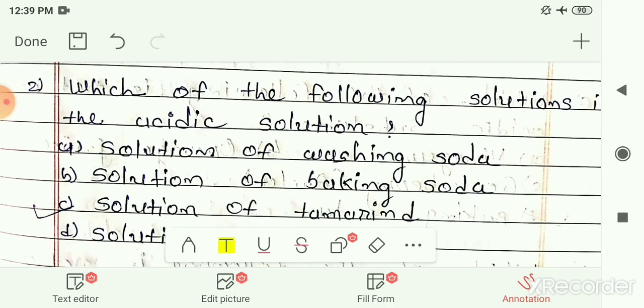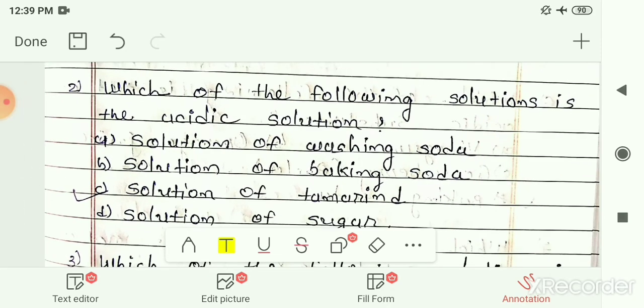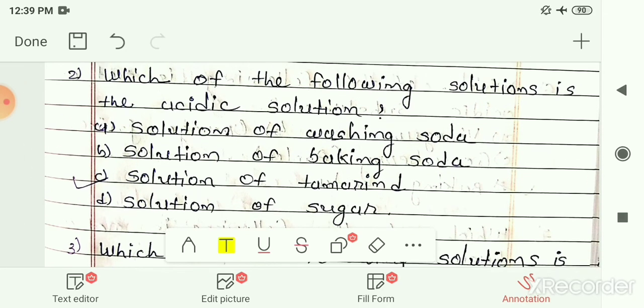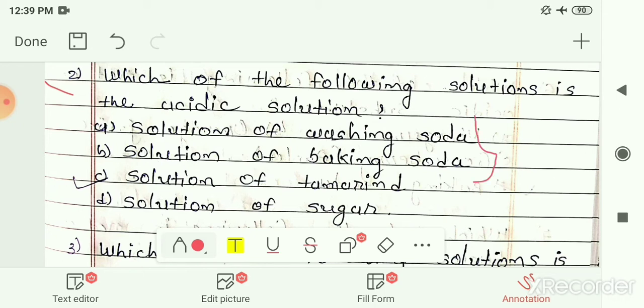Next, second number, which of the following solutions is the acidic solution? The options are solution of washing soda, solution of baking soda, solution of turmeric and solution of sugar. In the examples of basic substances, we had seen that washing soda and baking soda are examples of bases and sugar is the neutral solution. Solution of sugar is neutral. So here your answer is solution of turmeric, which is acidic in nature.